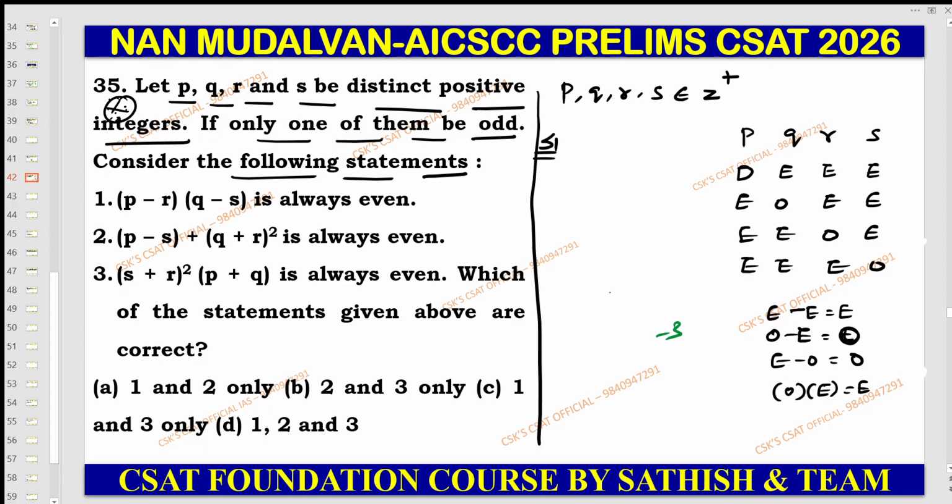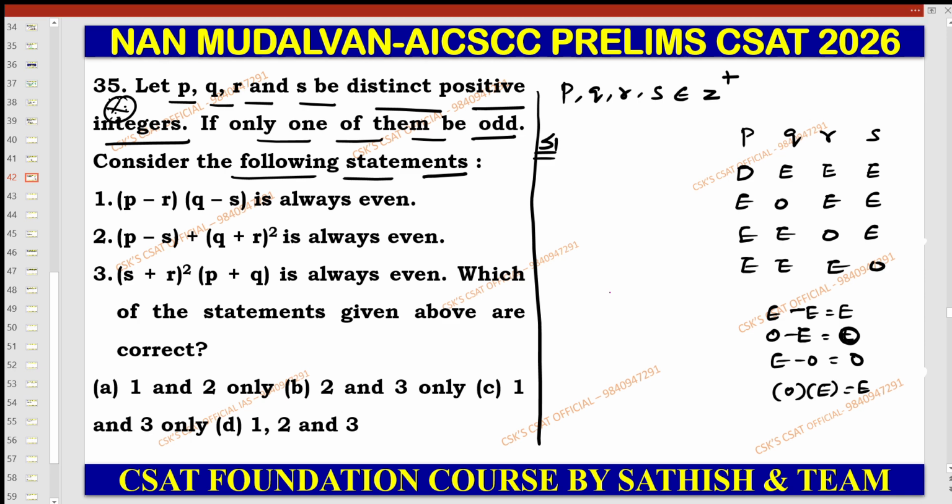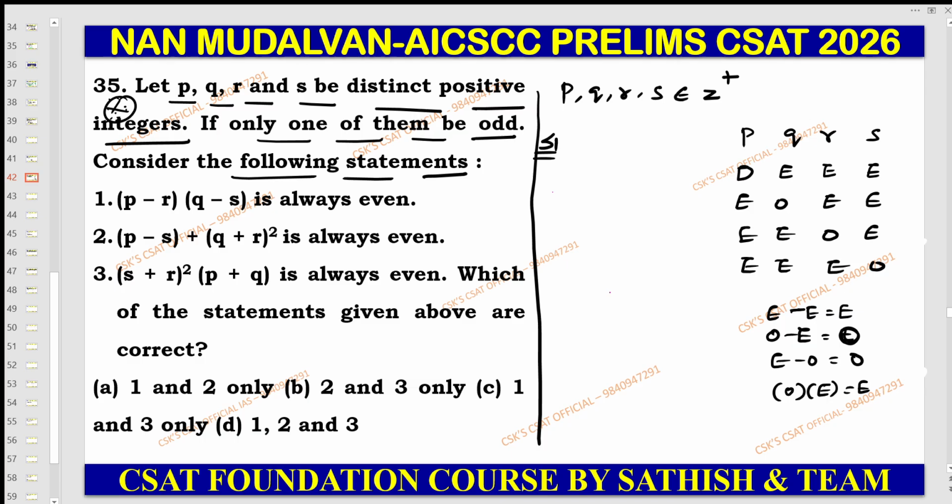Okay. Now, after knowing this, you apply it here. First one: P minus R into Q minus S. P minus R is odd minus even. What is odd minus even? Odd, with respect to case 1. Next, Q minus S, even minus even, even. So therefore you will be getting even in the first case.